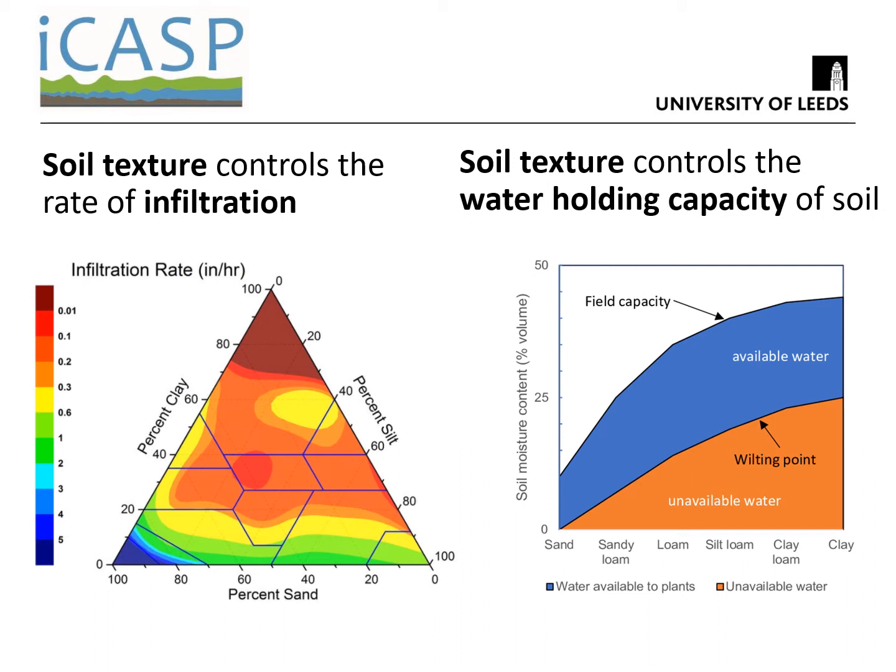So sandy soils have higher infiltration rates, but they are unable to hold on to this water for long and so tend to be droughty. Whereas clay soils hold a lot more water, as shown in the diagram on the right, and release the water more slowly to rivers and groundwater.